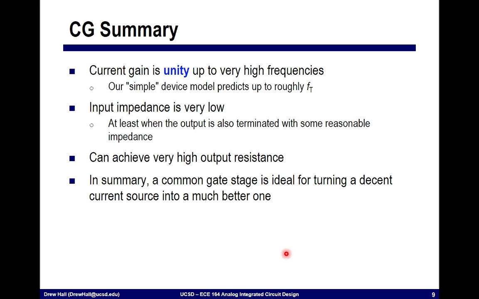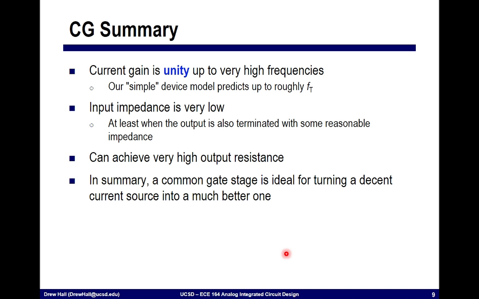To quickly summarize, a common gate stage has unity current gain, at least with our simple model, up to a frequency that's roughly gm over CGS, which is fT of the device. So it has very high bandwidth for this unity current gain. The input impedance is fairly low. It's 1 over gm, at least as long as we have a load with a reasonable output impedance. If we have a large load resistance, we know that the input impedance is going to go up, essentially by the load resistance RL divided by gm times Rs.